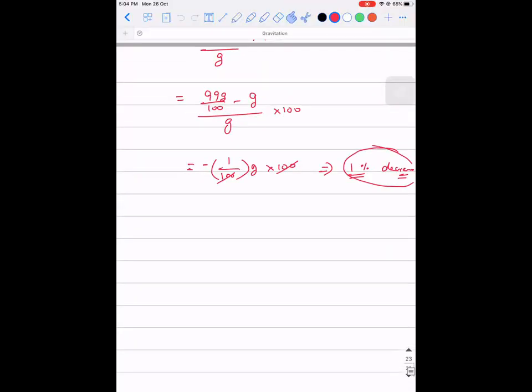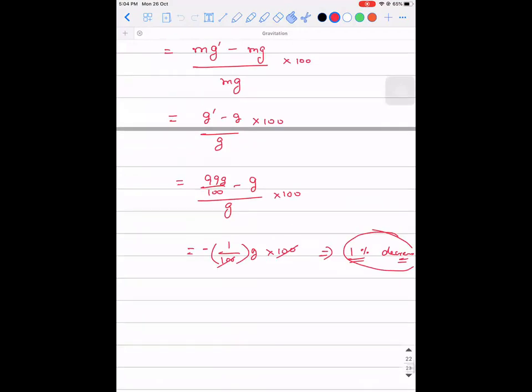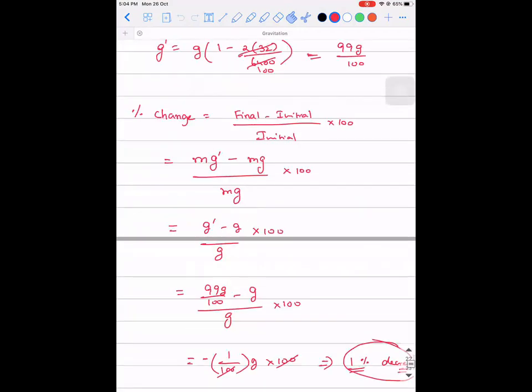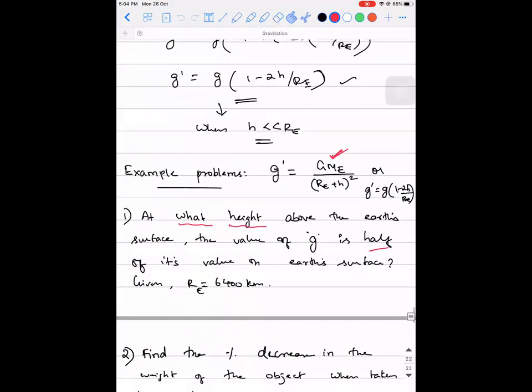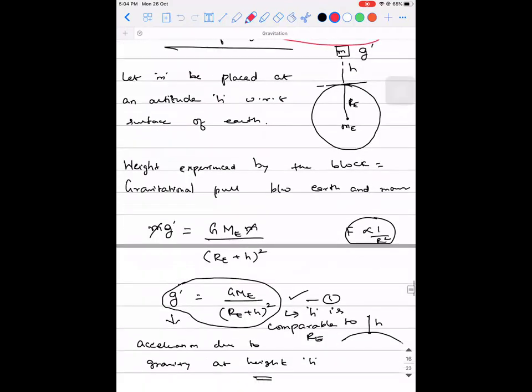So we were discussing the gravitation chapter. Last class, we saw the variation of acceleration due to gravity. We saw what is acceleration due to gravity in the first place. Then we saw how it varies with respect to altitude, right? So with respect to altitude, there were two formulas that I told you.